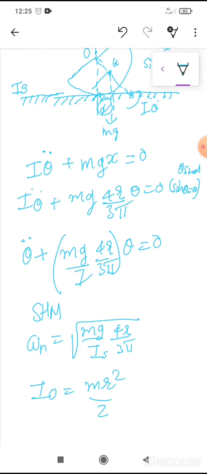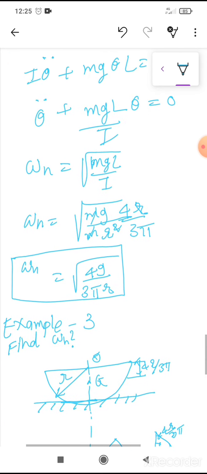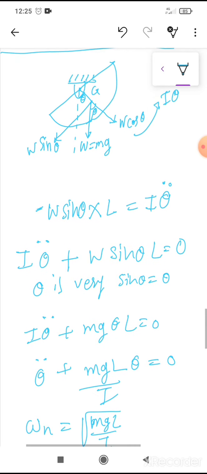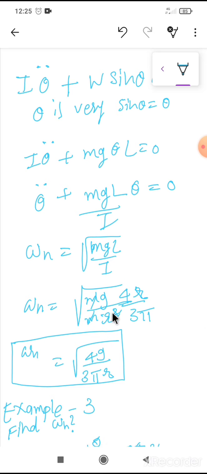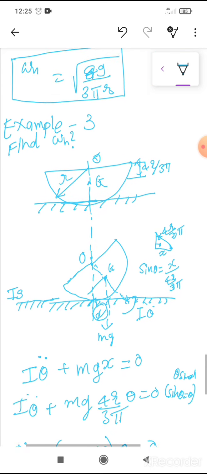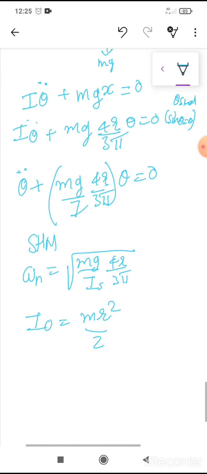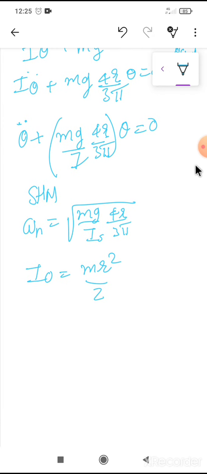The same thing we also need to apply in the last example. There, as it was a semicircular disk, we had taken the moment of inertia as mr square, but it was actually mr square by 2. So the answer will be 8g by 3 pi r. So for a semicircular disk we need to divide by 2. If it is a full circular disk, then it is mr square.